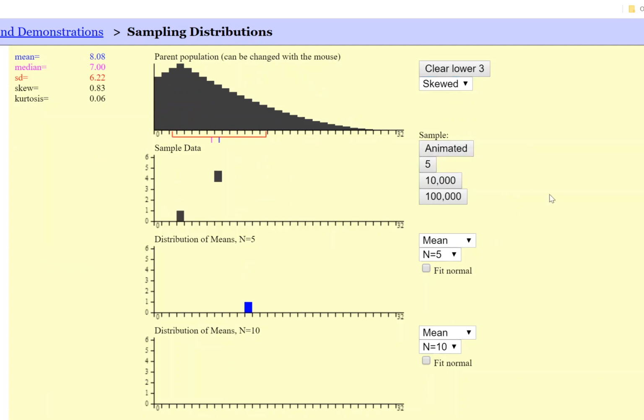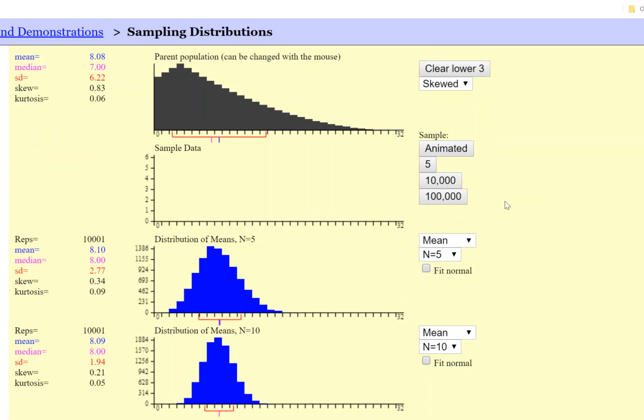Keep in mind with skewed, since I have a heavier left side, I'm more likely to draw things from the left side than from the right, so this stuff is more unusual, and as I start to average across many, it's going to be much harder to get things in the unusual tails. Aha, so I've gotten unlucky here.